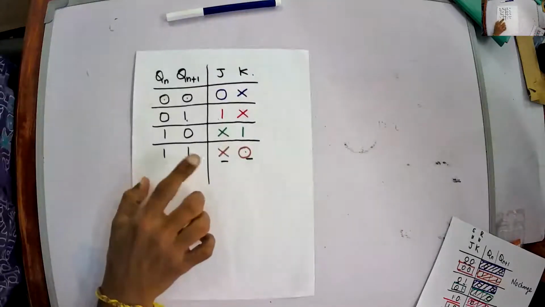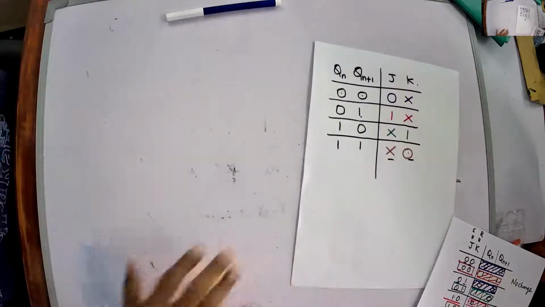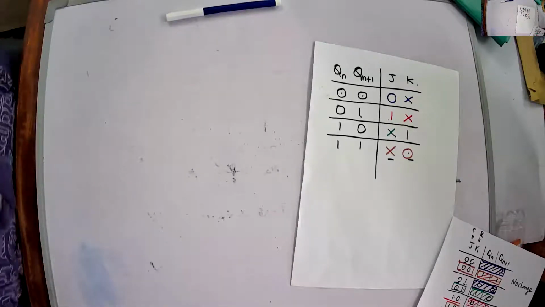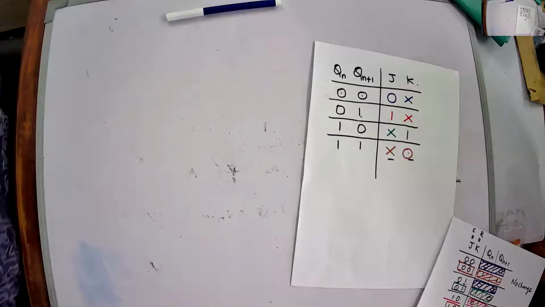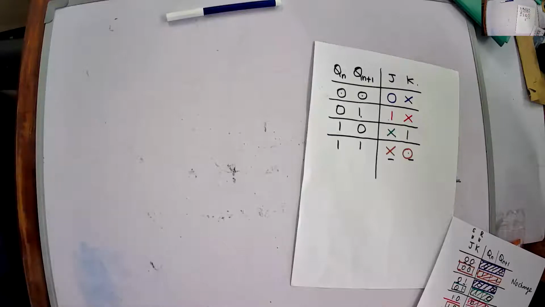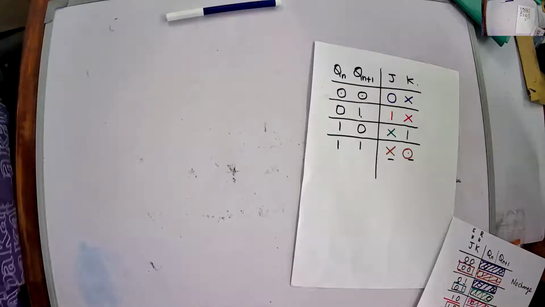Similar to this one, you can make an excitation table for the SR flip-flop as well, or the T or D flip-flop, and see how we can use the other flip-flops. So just go through all the past paper questions, and if you find any difficulties, please let me know. Any questions in this section?